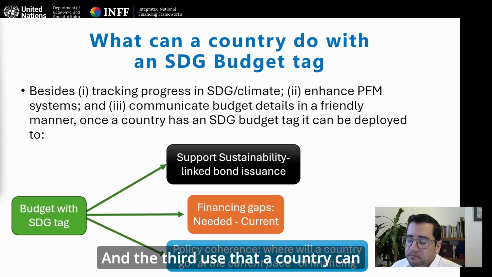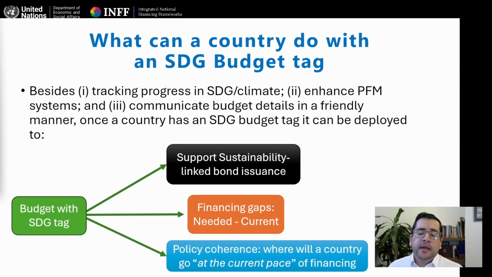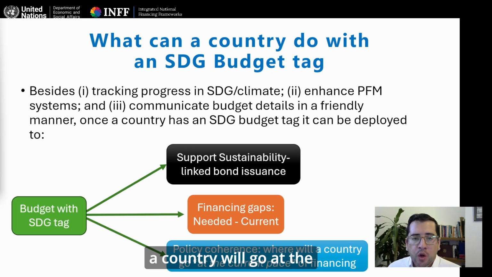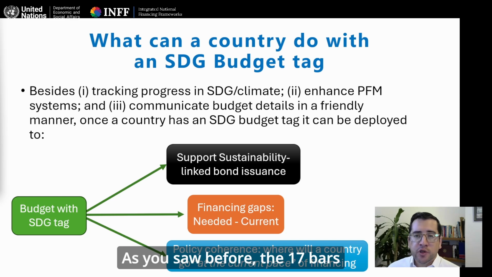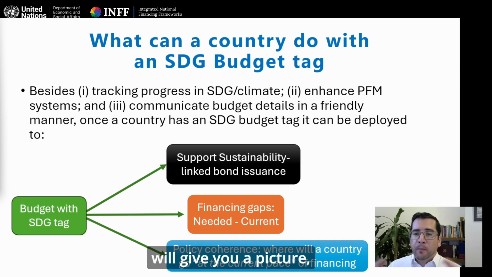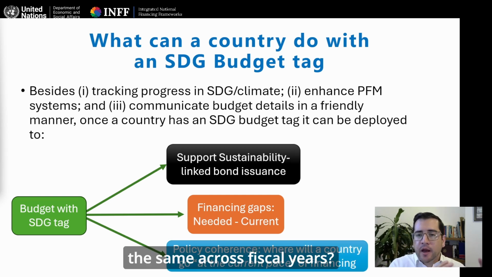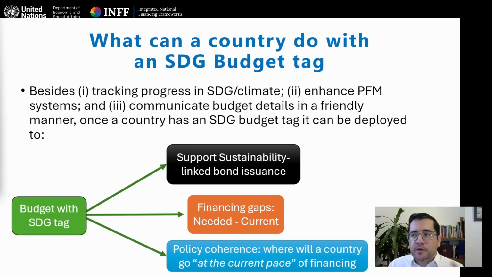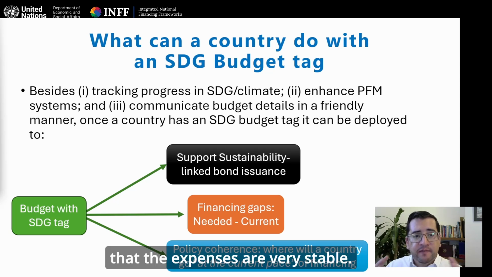And the third use that a country can have for an SDG budget tag is that it can forecast, formally or informally, where a country will go at the current pace of financing. Basically, what kind of coherence do we see? As you saw before, the 17 bars will give you a picture of the budget. But what happens if that picture is the same across fiscal years, right? That'll give you a sense, if it stays a similar picture, that there's not much happening in terms of where a country is going, that the expenses are very stable.